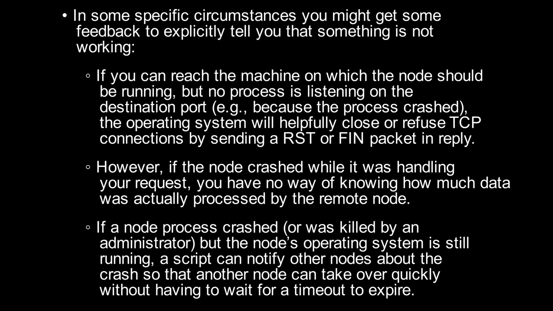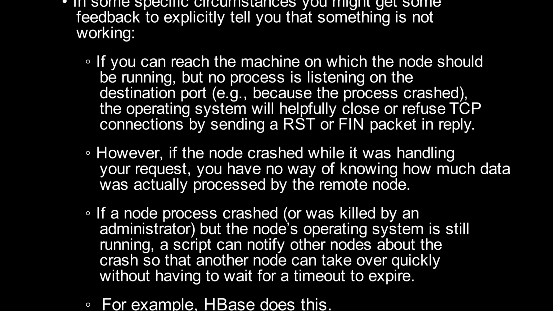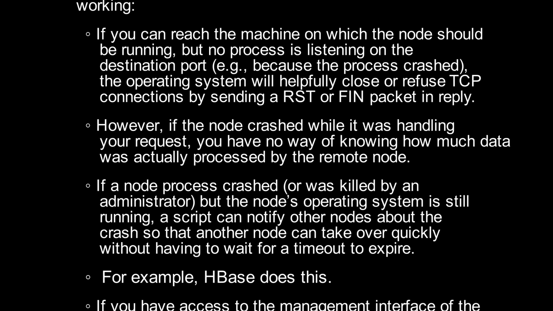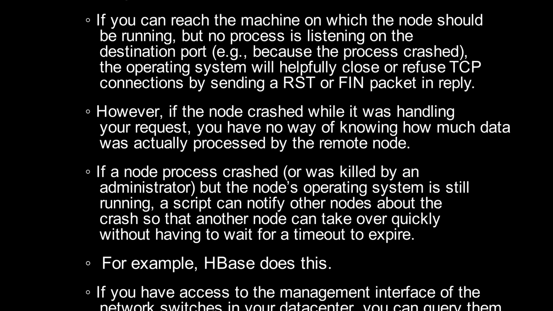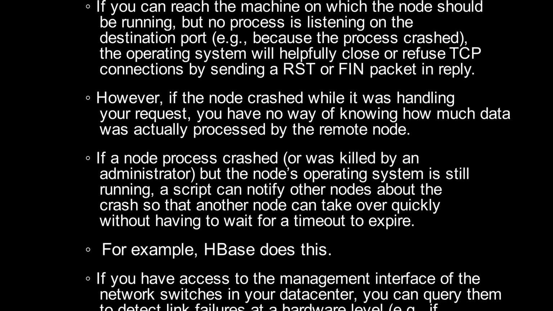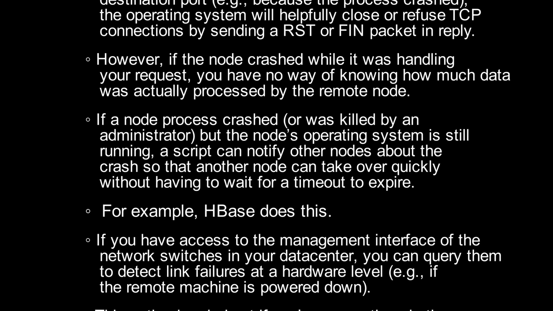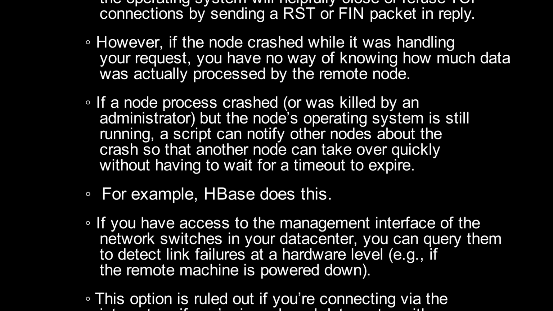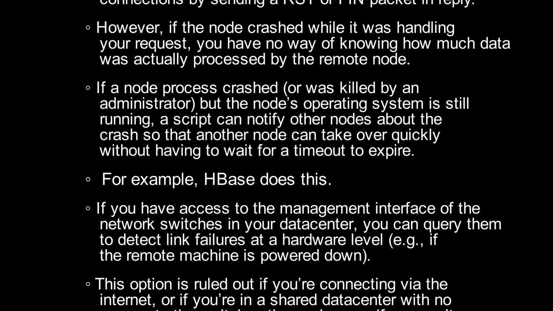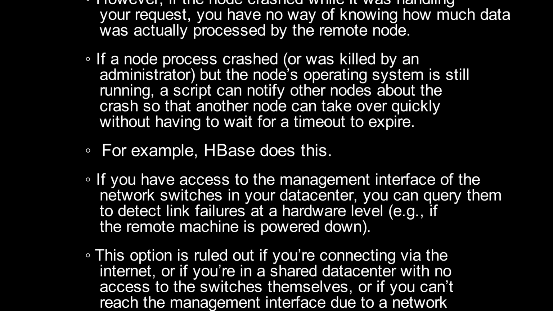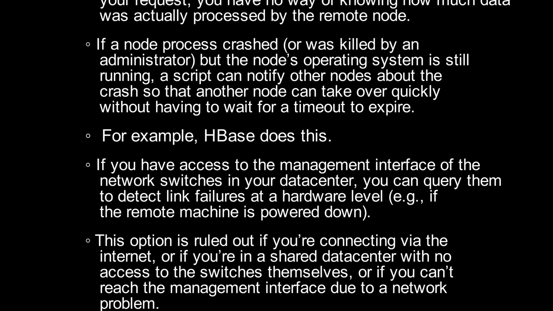If a node process crashed or was killed by an administrator, but the node's operating system is still running, a script can notify other nodes about the crash so that another node can take over quickly without having to wait for a timeout to expire. For example, HBase does this. If you have access to the management interface of the network switches in your data center, you can query them to detect link failures at a hardware level. For example, if the remote machine is powered down.